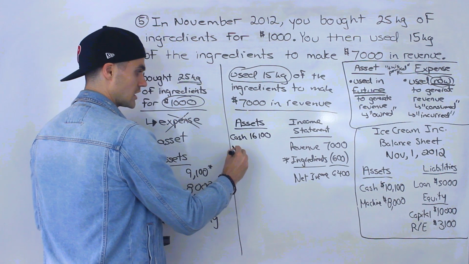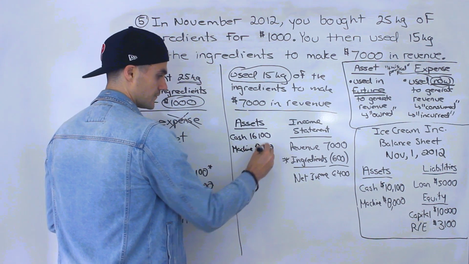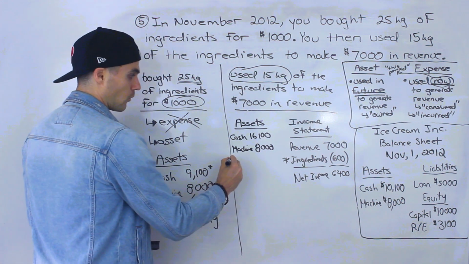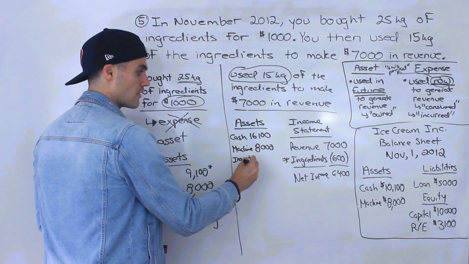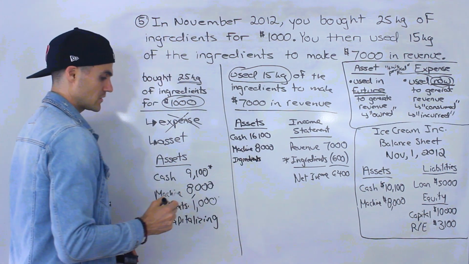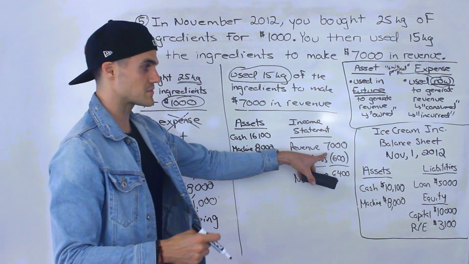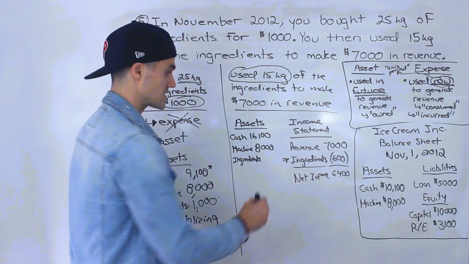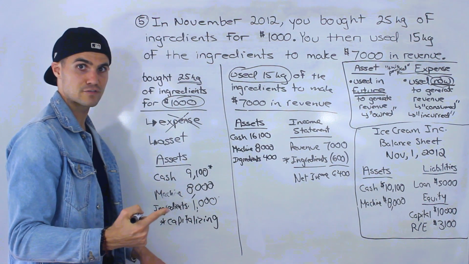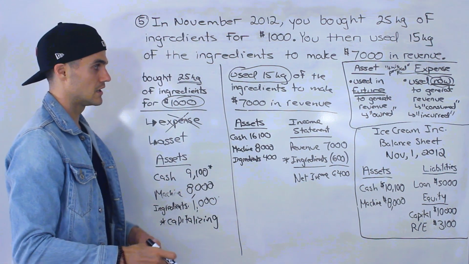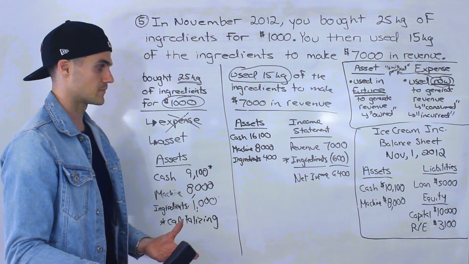Notice the machine did not change. That's still going to be 8,000. And now, what's the ingredients on the balance sheet going to be? What's that amount going to be? It's not going to be 1,000 because we used up 600 as an expense, so there are $400 of ingredients left at the end of the period. Because remember, 60% got used.